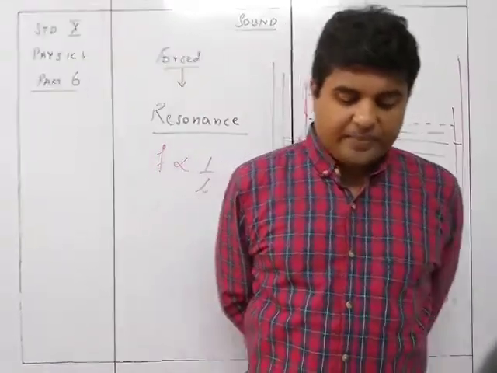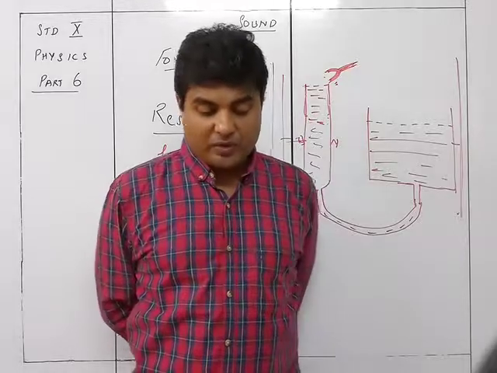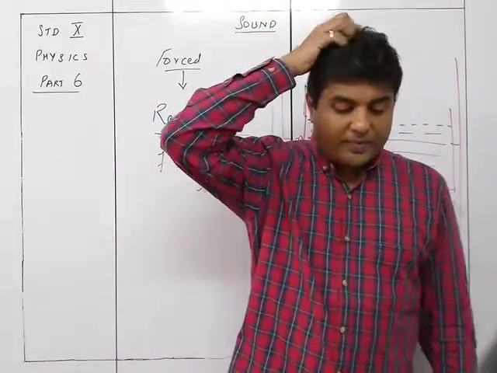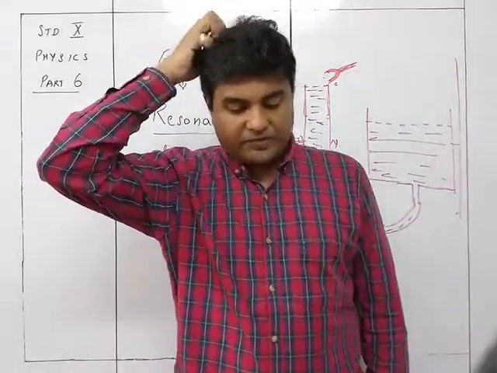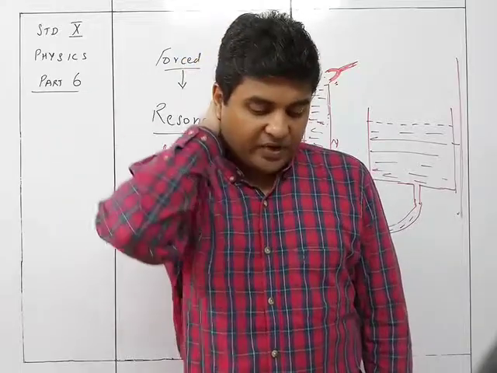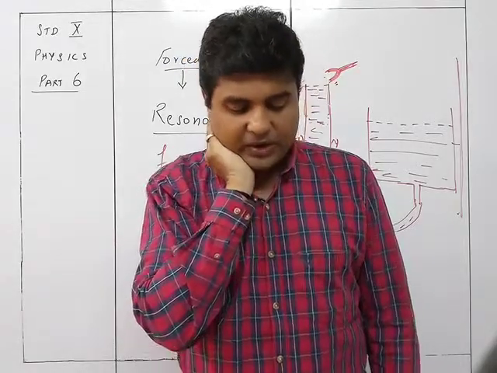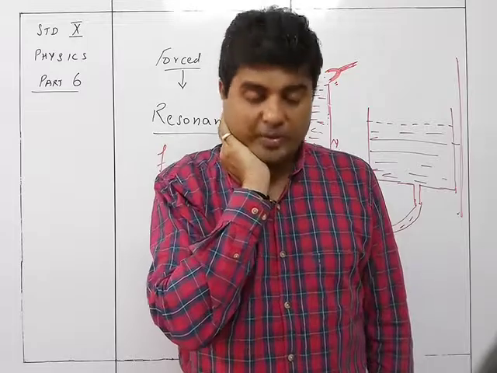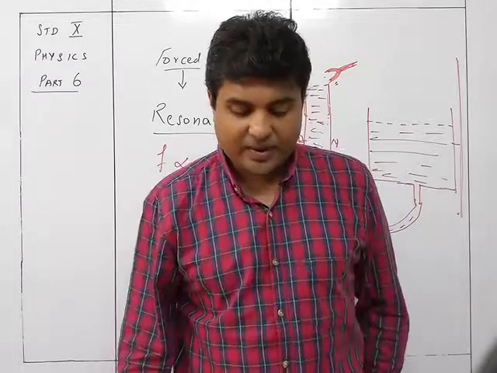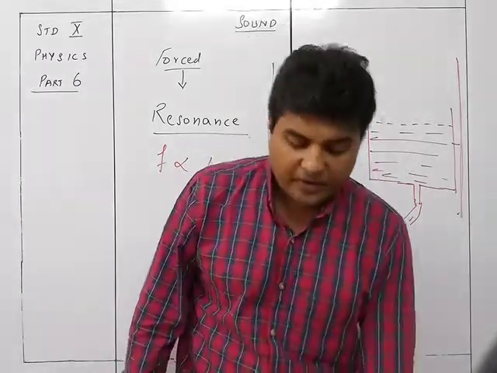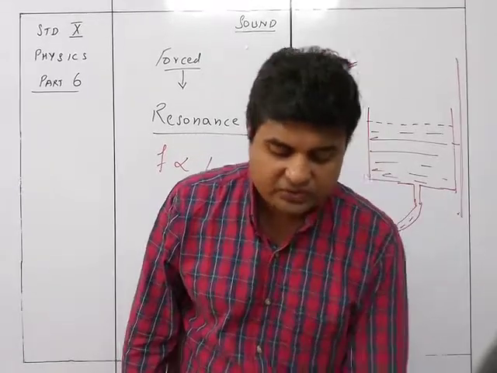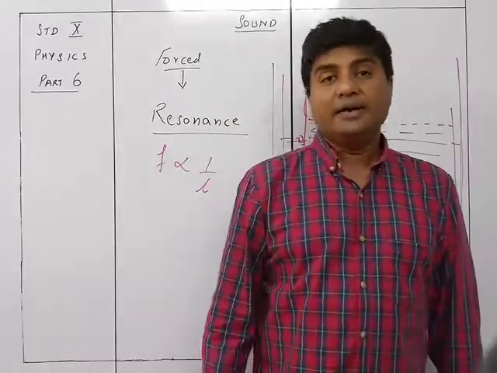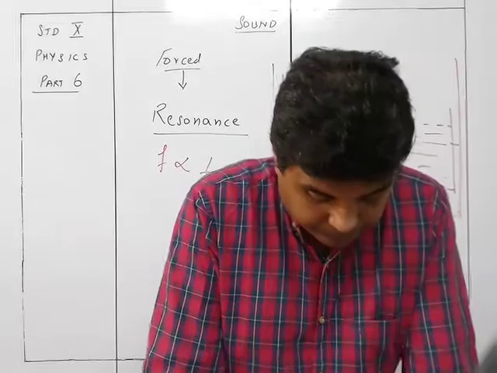So now we differentiate between forced vibration and resonant vibration. Forced vibration is the vibration of a body under an external periodic force of frequency different from the natural frequency of the body, whereas resonant vibration is the vibration of a body under an external periodic force of frequency exactly equal to the natural frequency of the body.